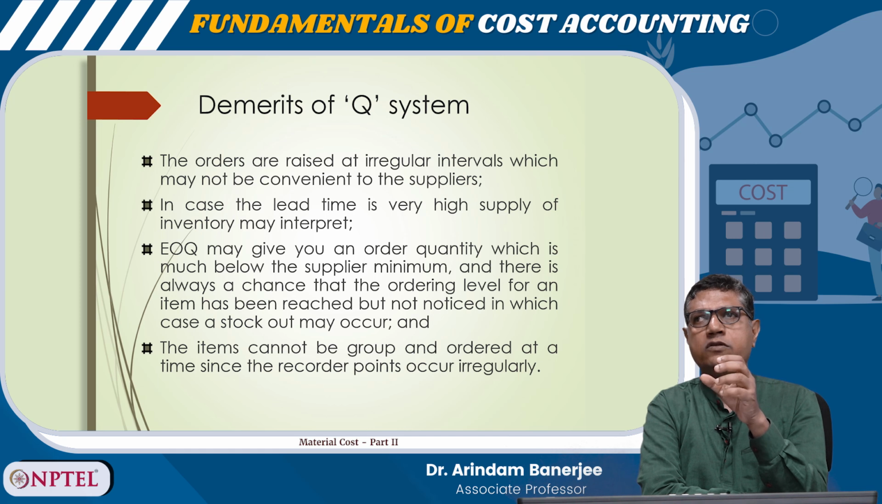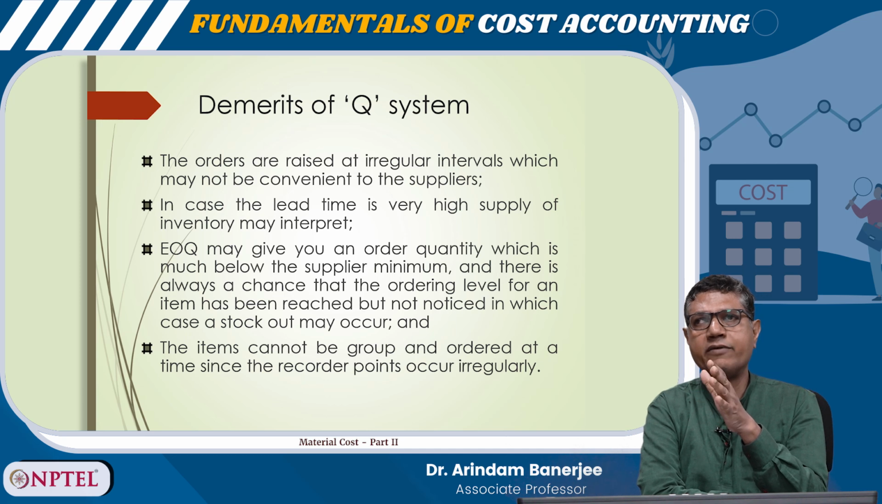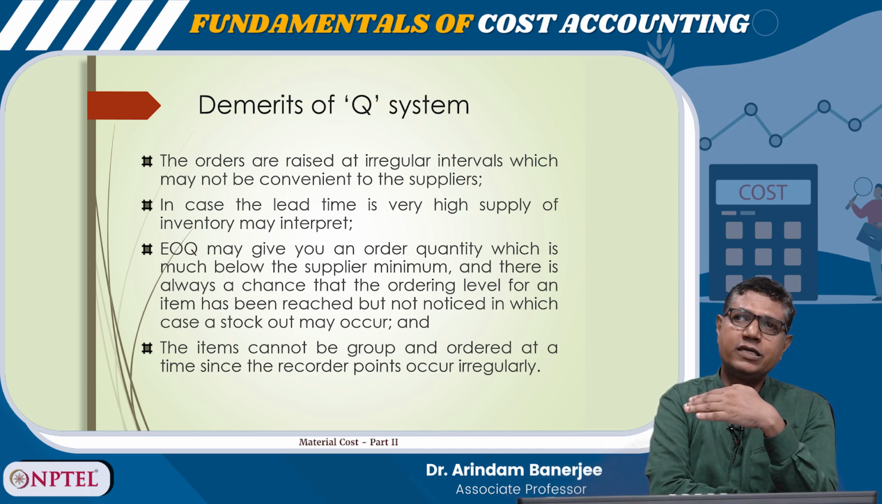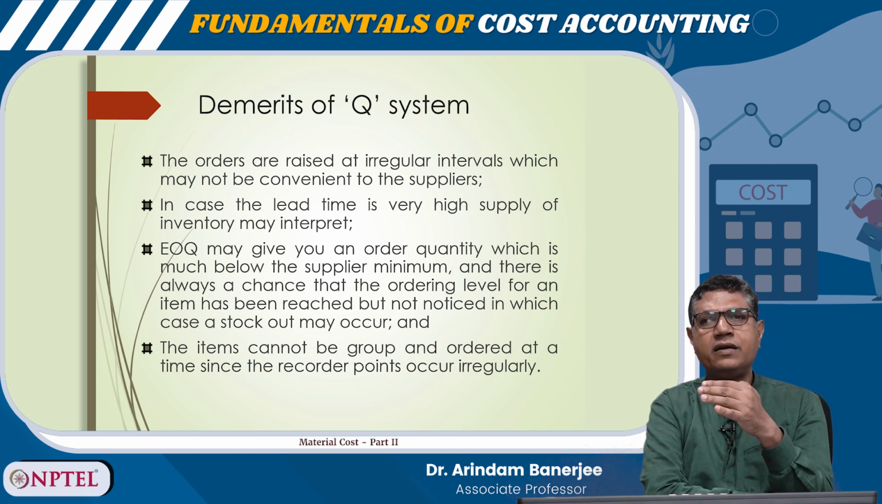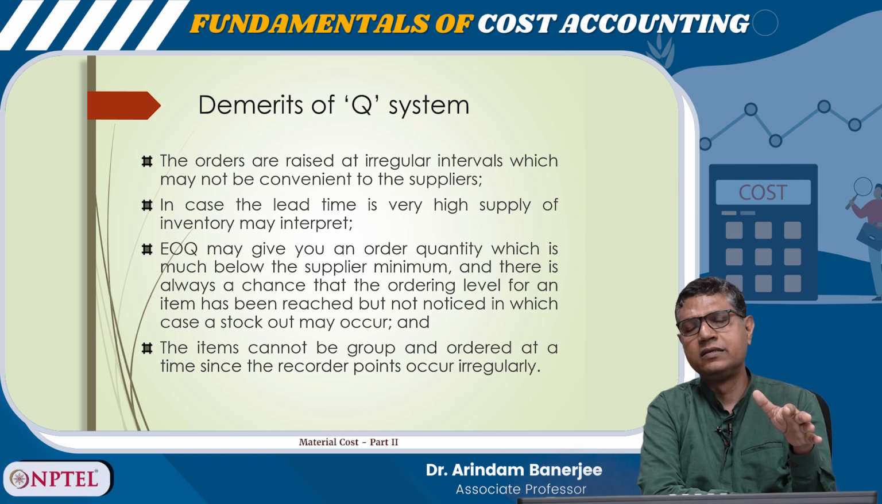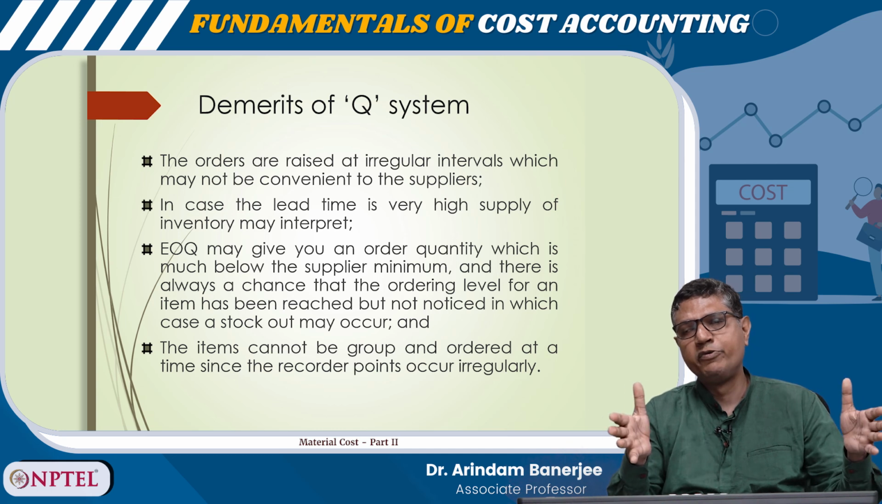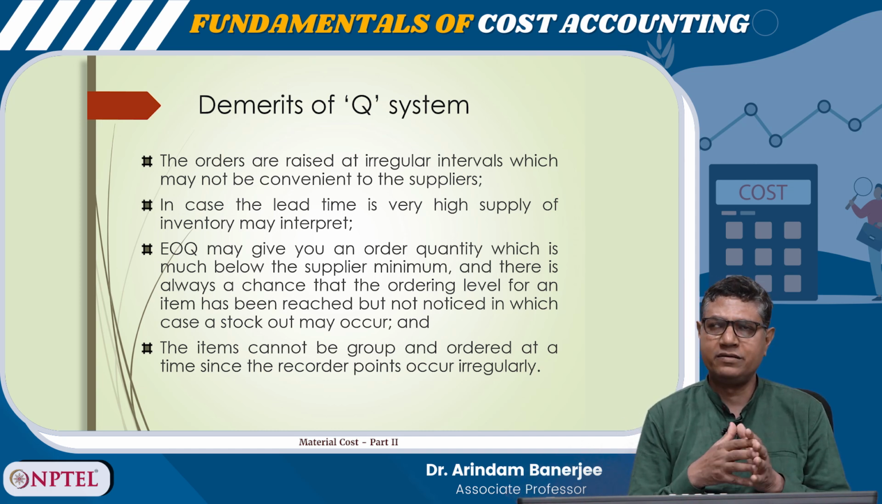There are certain demerits also. What are the demerits? The orders are raised at irregular intervals, which may not be convenient for the suppliers because the production pace varies. When the demand is high, particularly in a seasonal industry, the material requisition is fast and more frequent. But in other seasons where the demand is low, the gap between two procurements may be bigger. So it may not be convenient for the suppliers because suppliers also need to plan accordingly.